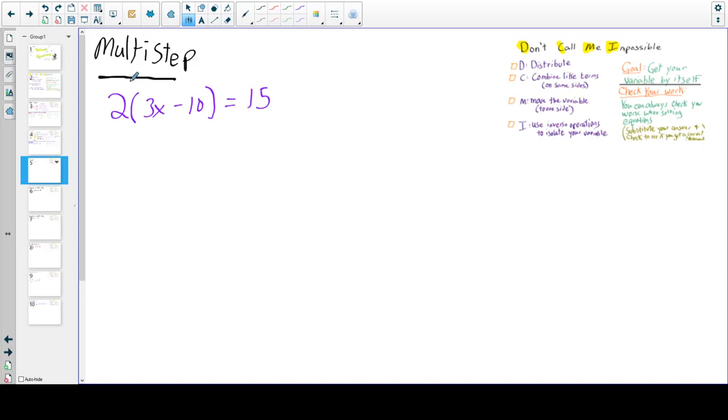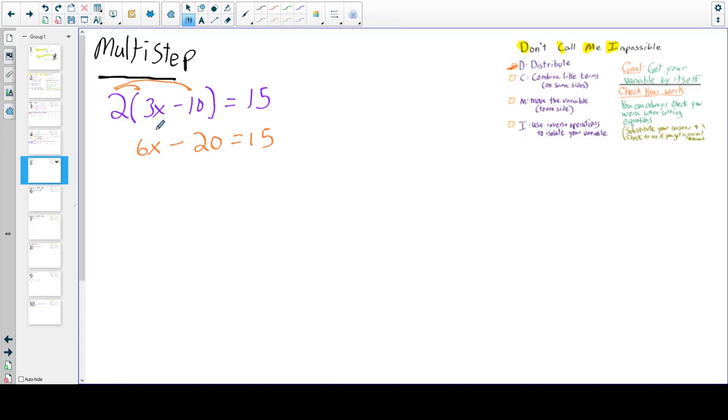All right, so if I gave you this equation and I asked you to solve for x, and you're like, I don't know what to do. Again, use DCMI. Can I distribute? Yeah, I actually can. This 2 is being multiplied to this difference. So we can multiply that by 2 times 3x, which is 6x. 2 times negative 10 is negative 20. And that equals 15. So I distributed.